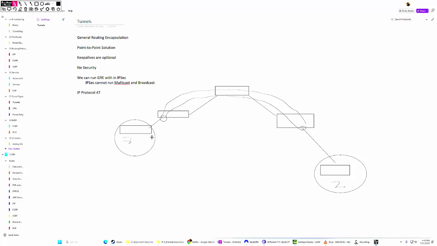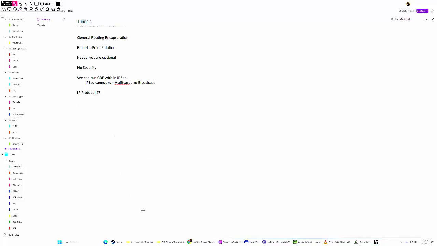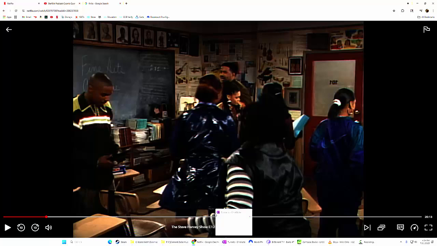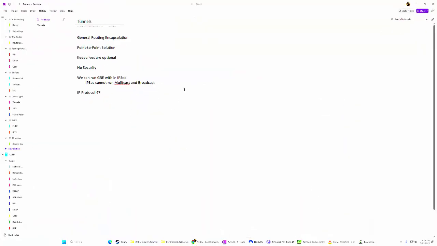Okay? So, let's talk about our generic routed encapsulation, which is called GRE. And why do we call it that? So, here's the reality. How am I going to do this? You know what? I think I'm going to do this with OneNote. So let's go ahead and clear this off. Okay. All right. Close this. Okay. So here we go.